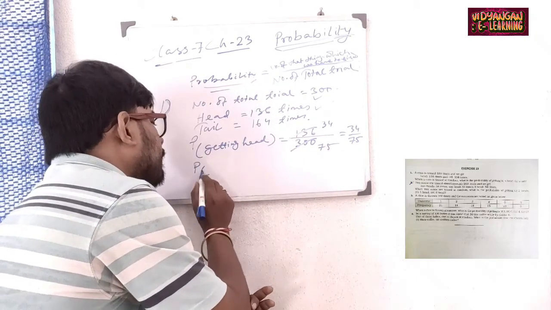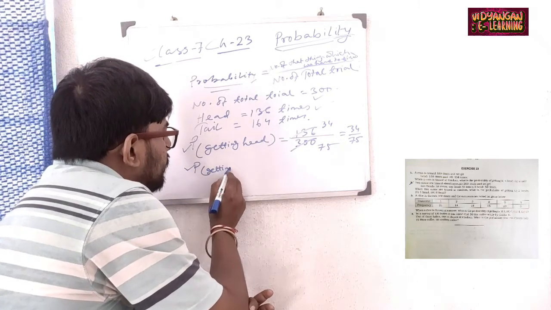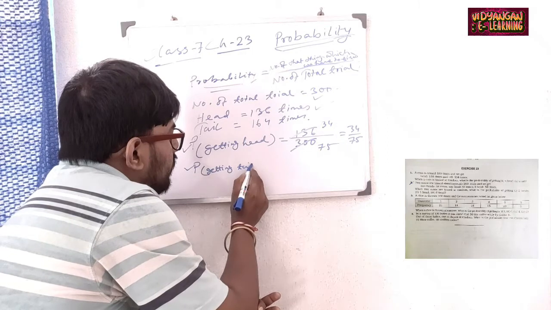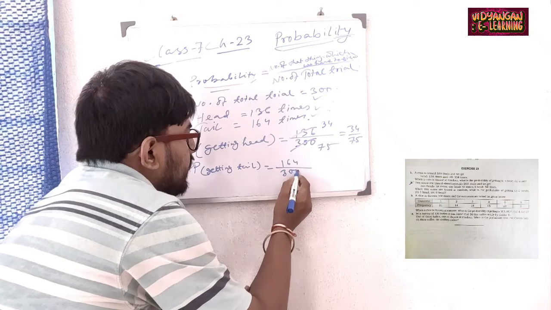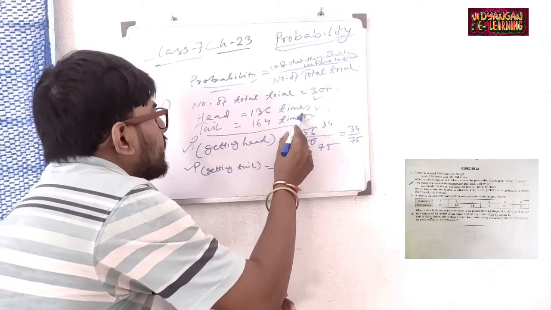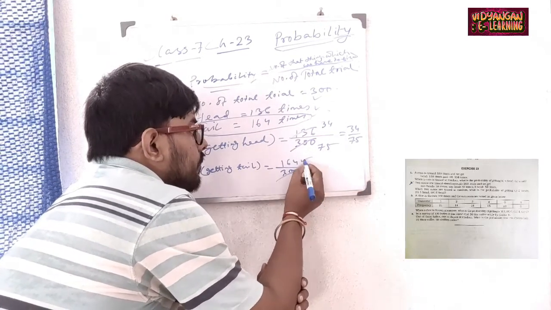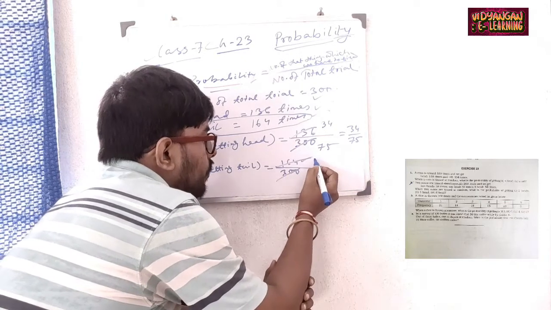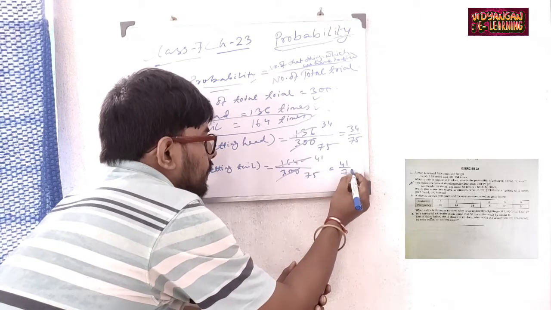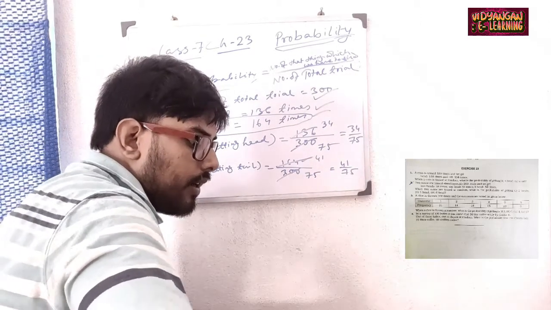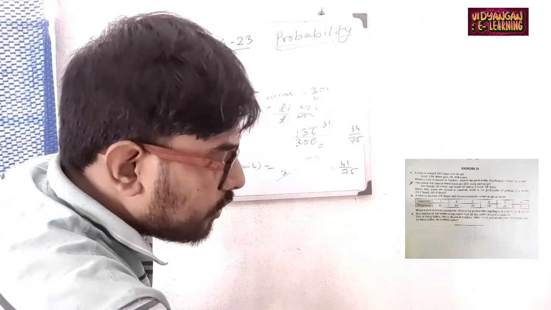Similarly, the probability, which is denoted by P, of getting tail is equal to 164 by 300. Why is it 164? Because we get tail 164 times. Now again we cancel it by 4, so we get 41 by 75. I get the answer.